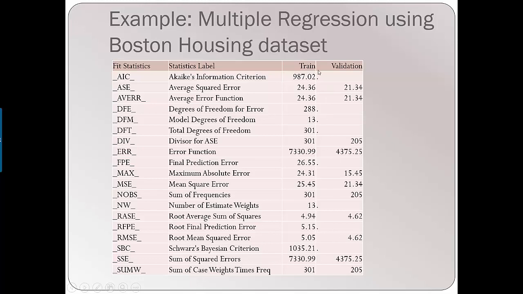So SAS will generate these fit statistics for both the trained set and the validation set, and the performance in the trained set tells us how well the model fits the trained data. And the validation summaries, these statistics that are calculated for the validation set, give us an idea about how the model will perform predicting new cases in the future.